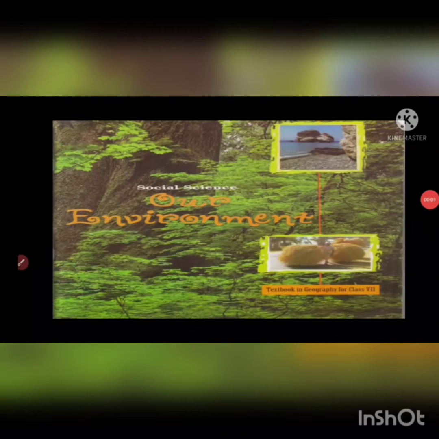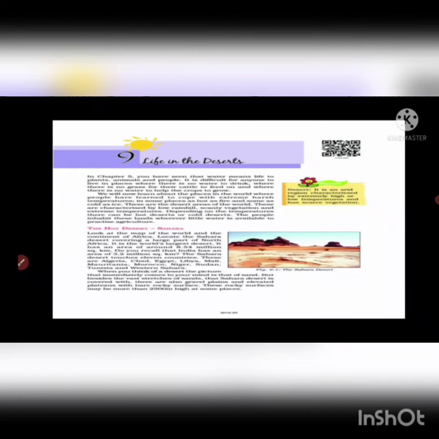Hello everyone. We are going to start a chapter of geography from our geography book Our Environment, chapter Life in the Desert. So, life in the desert. How do people live in the desert area?